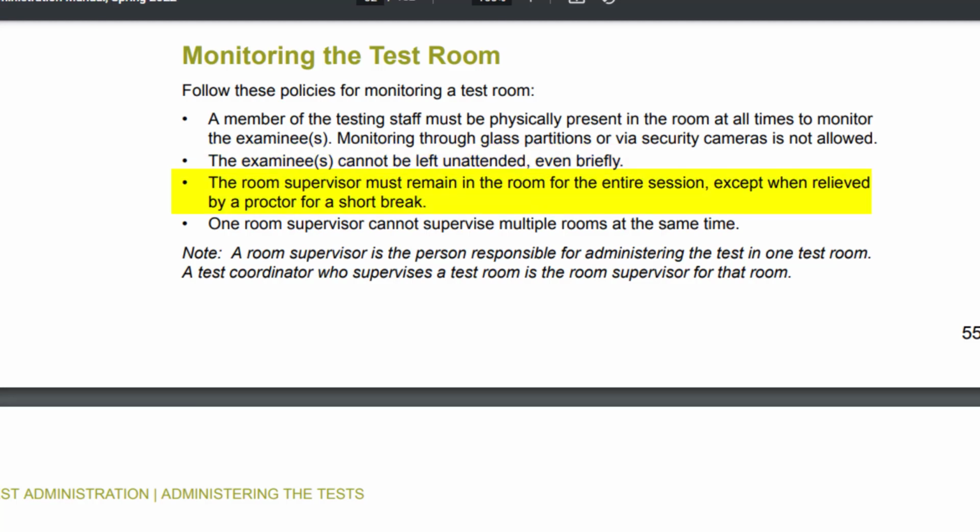The room supervisor must remain in the room for the entire session, except when relieved by a proctor for a short break. One room supervisor cannot supervise multiple rooms at the same time. Note, a room supervisor is the person responsible for administering the test in one test room. A test coordinator who supervises a test room is the room supervisor for that room.